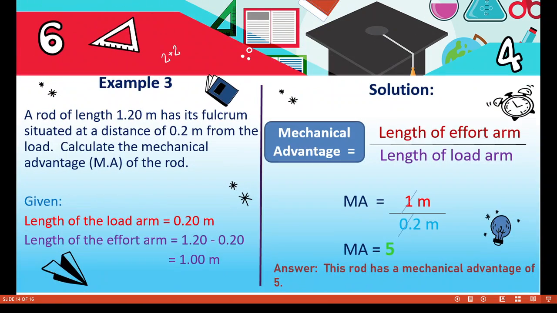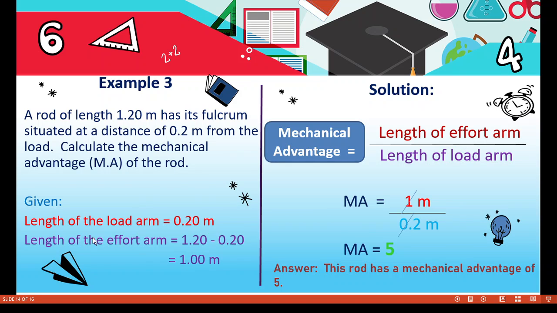Now we will move on to the next problem. A rod of length 1.2 meter has its fulcrum situated at a distance of 0.2 meter from the load. Calculate the mechanical advantage of the rod. So this is the problem. You have to derive the given data from the problem. So the length of the load arm given in this problem is 0.2.